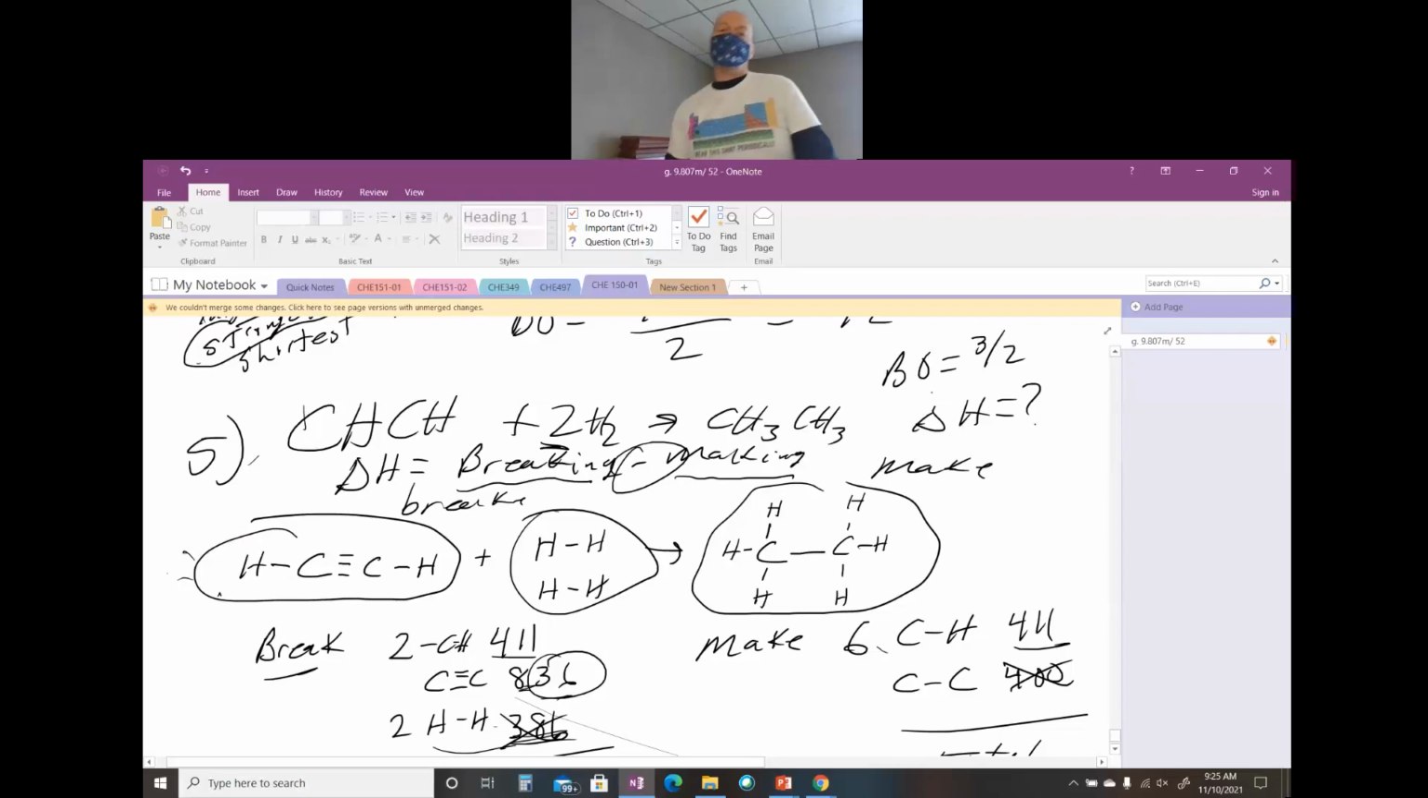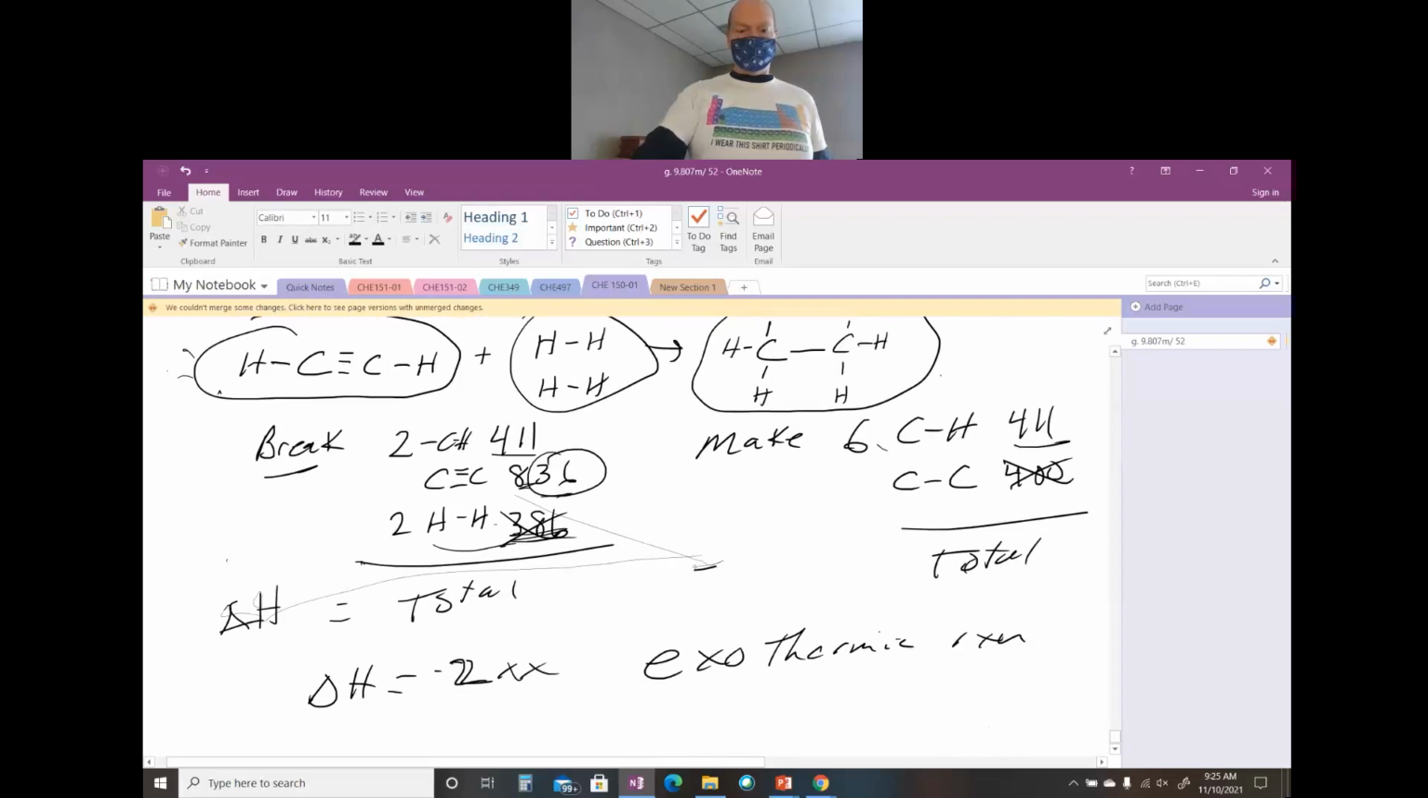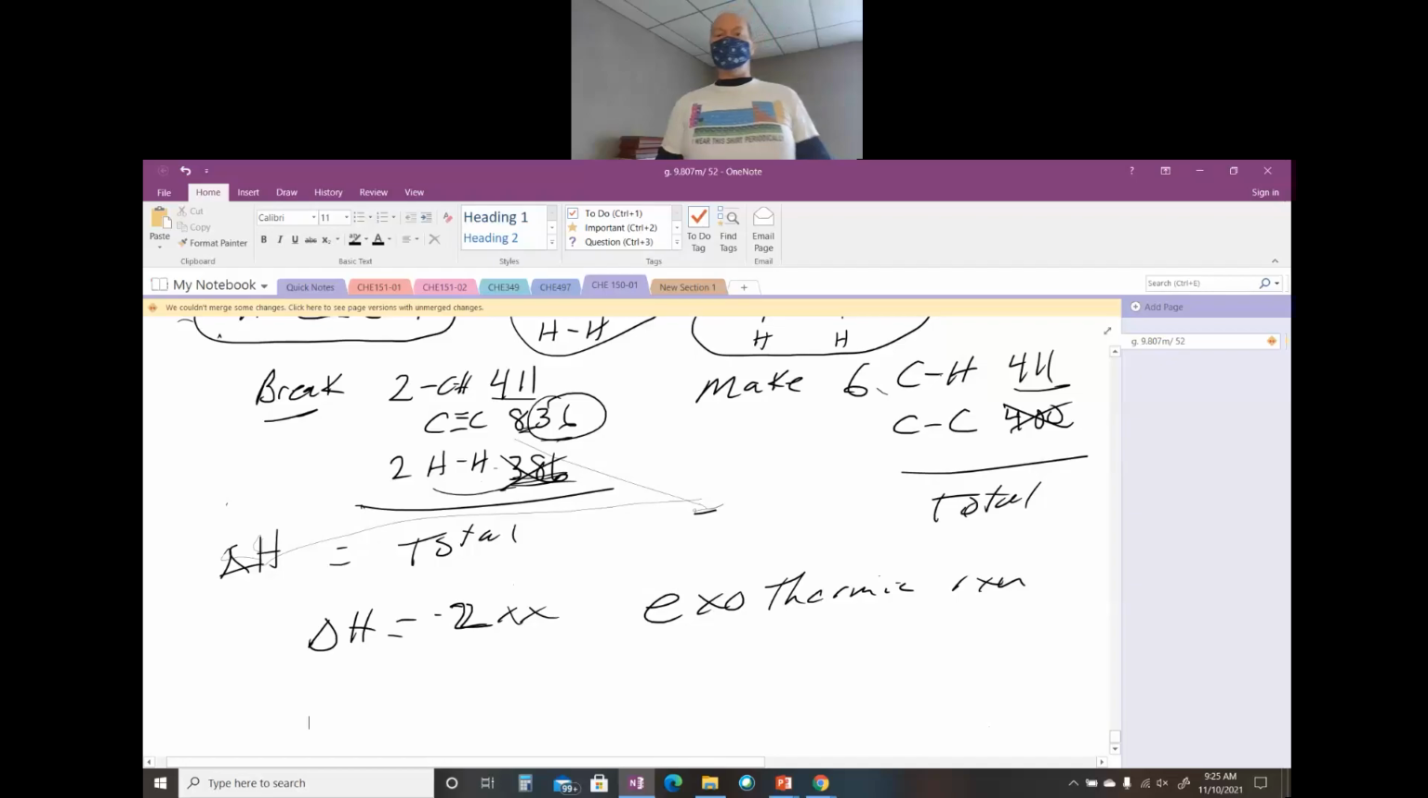And then you have your chart. You look up your numbers for all these bonds. Add up your breaks, add up your makes, and it is breaking minus making. And the reason why it's breaking minus making: endothermic to break, exothermic to make. So that's where the negative comes in. Exothermic to make it. Get energy back.